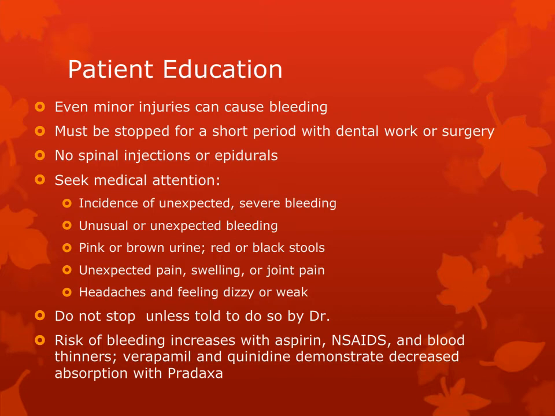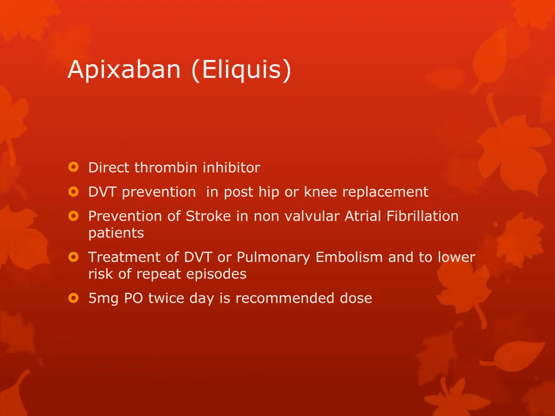Risk of bleeding increases with aspirin, NSAIDs, and blood thinners. Verapamil and quinidine demonstrate decreased absorption with Pradaxa. Apixaban, Eliquis. It is a direct factor Xa inhibitor. Used for DVT prevention in post-hip and knee replacement, prevention of stroke in non-valvular atrial fibrillation patients, and treatment of DVT or pulmonary embolism and to lower risks of repeat episodes.